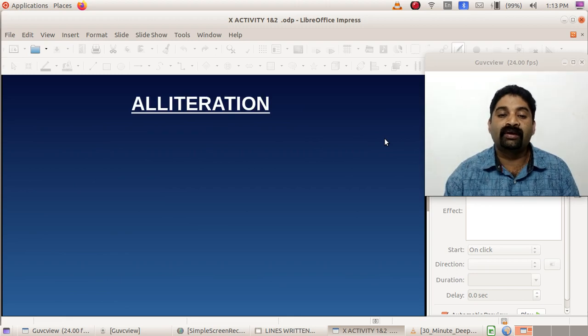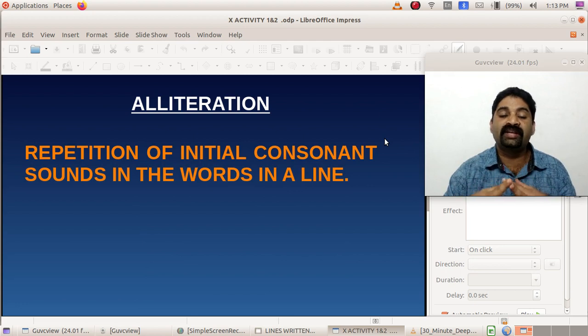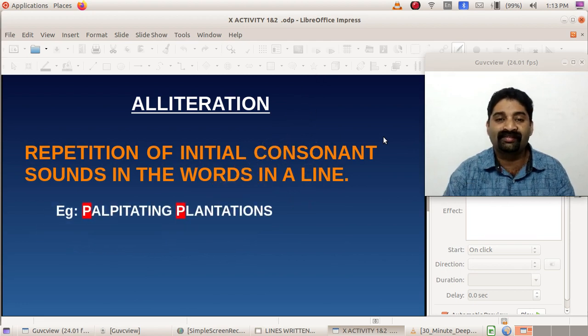Again we have something called alliteration, which you already learned last year. Repetition of initial consonant sound in the words in a line. Initial consonant sounds. What do you mean consonants?